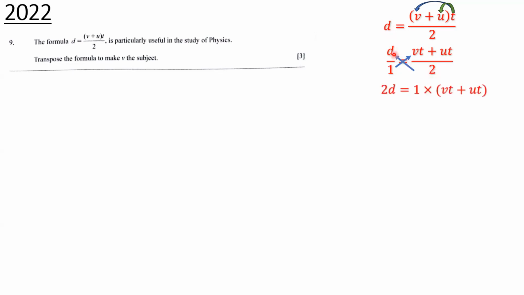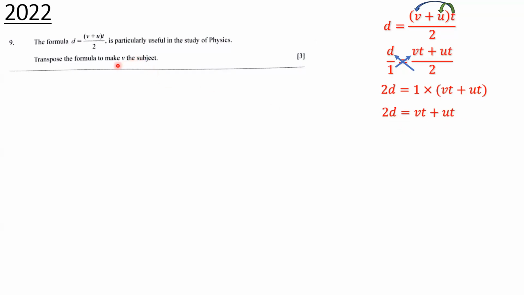2 times D is 2D, and then 1 times the quantity VT plus UT. That's the same thing, VT plus UT, because a quantity times 1 is the quantity itself. 2 times 1 is 2, 3 times 1 is 3, and so on. So 1 times VT plus UT is the same as VT plus UT. Now we have 2D equals VT plus UT.